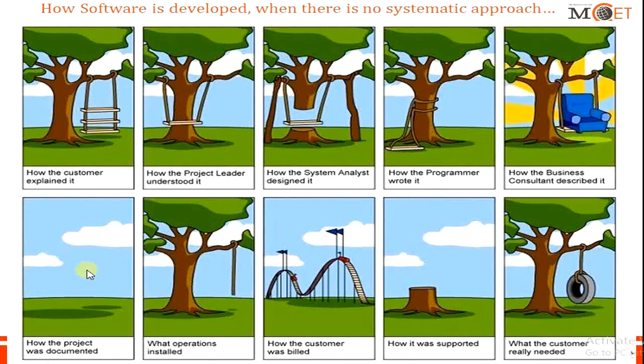project documentation is very wide, and what the operations installed is a rope without a swing, and the customer is billed as an excursion, so he is billed so much, but the support was null, and what the customer really needed is a swing with a tire. Okay, so there is a gap between the customer expectation and his explanations and understanding of the project leader. So the problem resides in explaining and understanding the requirements between the customer as well as the project leader.